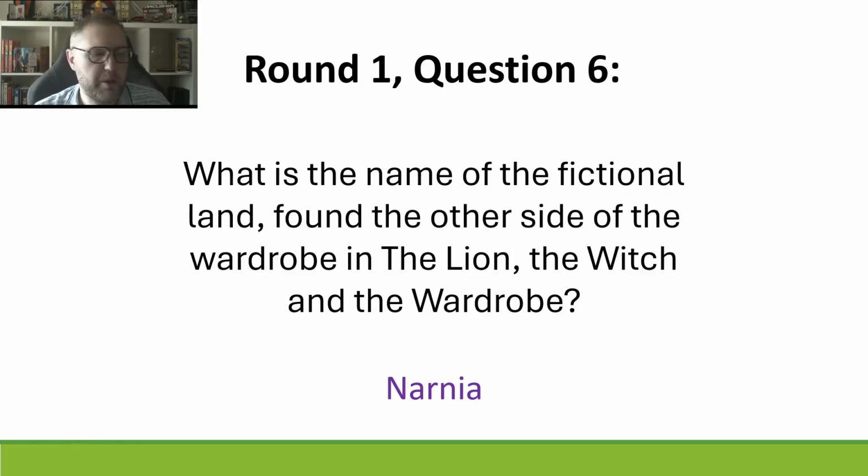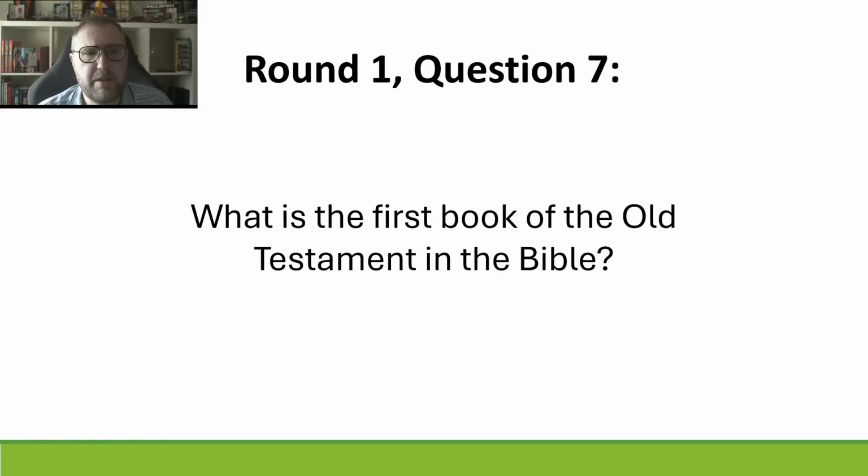Number six, what is the name of the fictional land found the other side of the wardrobe in The Lion, the Witch, and the Wardrobe? It is Narnia. I could probably do with a couple of days in Narnia, I'll be honest. Number seven, what is the first book of the Old Testament in the Bible? It is Genesis.